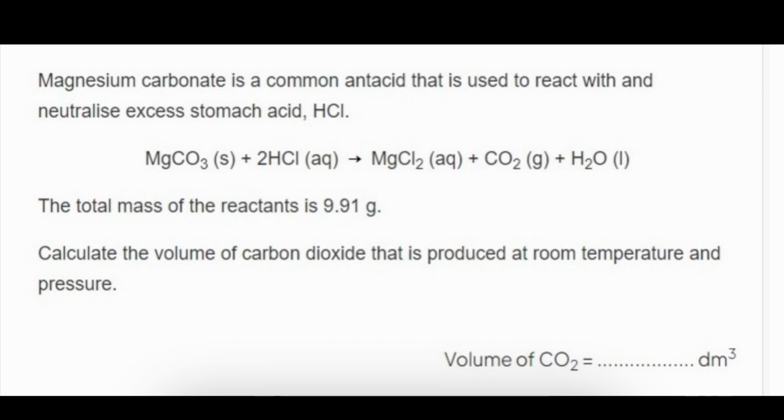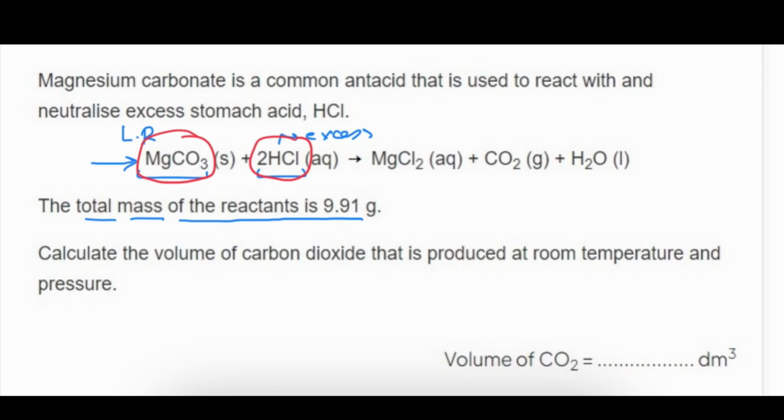As we can see, the question is describing a chemical reaction between magnesium carbonate, which is a base, with hydrochloric acid, which is an acid. And in this case, HCl is in excess, which means that the limiting reactant here is magnesium carbonate. The other information here says the total mass of reactants is 9.91 gram, which means that the total mass of HCl and magnesium carbonate is equal to this number.